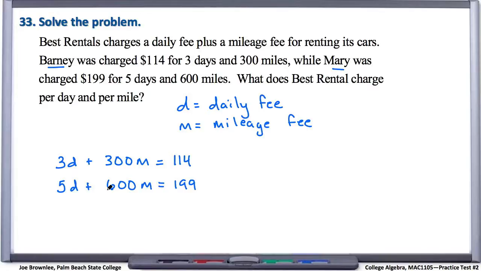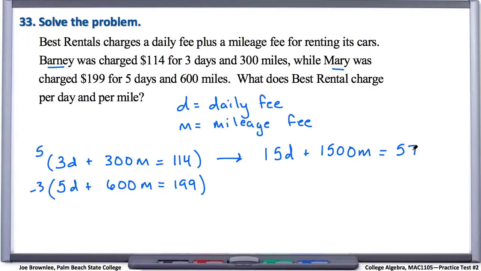We need to solve by elimination or substitution, whatever your preference is. I'm going to solve by elimination, and let's get rid of the D, the daily fee. We have a positive 3 and a positive 5, and the coefficients of D need to be additive inverses. So we multiply the top equation by positive 5 and the bottom equation by negative 3. 5 times 3D gives us 15D, 5 times 300M gives us 1500M, and 5 times 114 gives us 570.